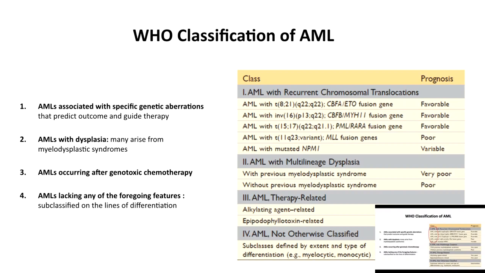And why so much emphasis on these specific genetic aberrations? Because of the way they influence prognosis. Right? There are three translocations, as we can see, which are associated with favorable prognosis. And there is the MLL fusion, which is associated with poor prognosis. You also notice most of the ones associated with dysplasia or therapy-related AMLs, they carry very poor prognosis. In general, AMLs have very bad outcomes.